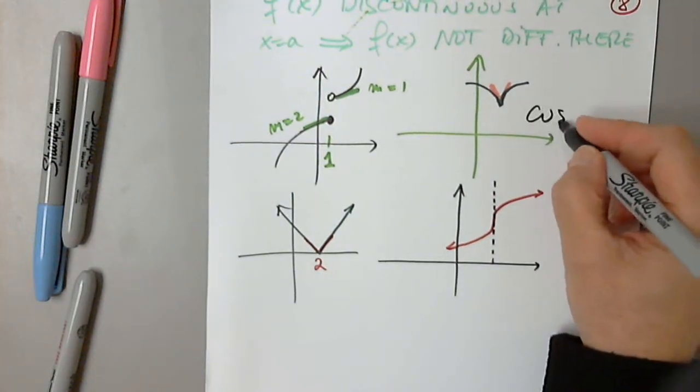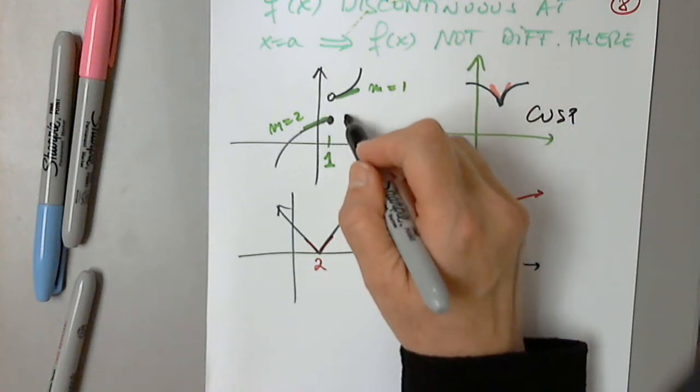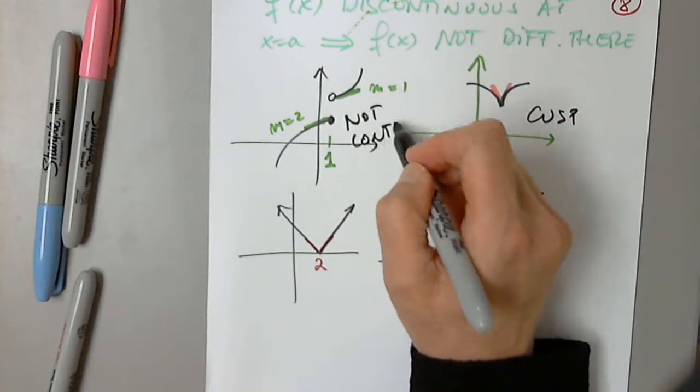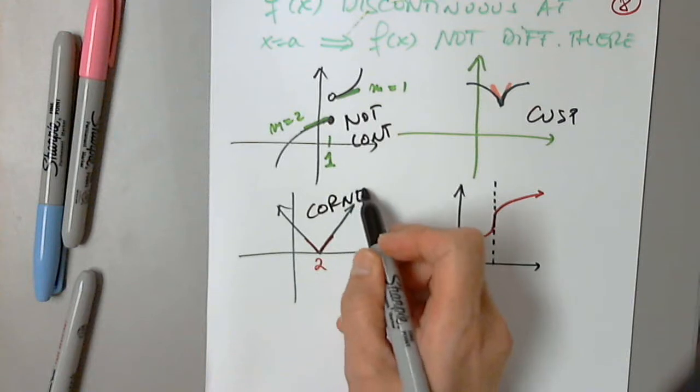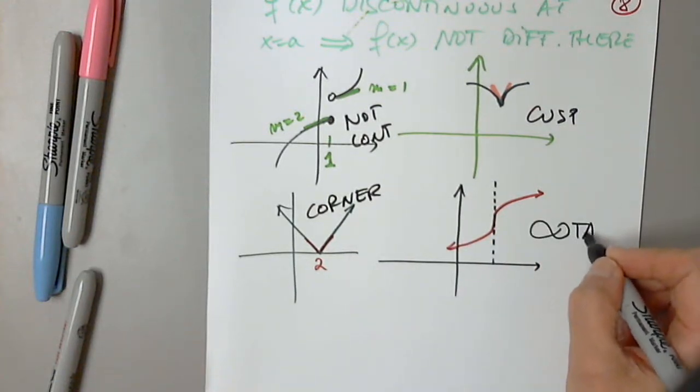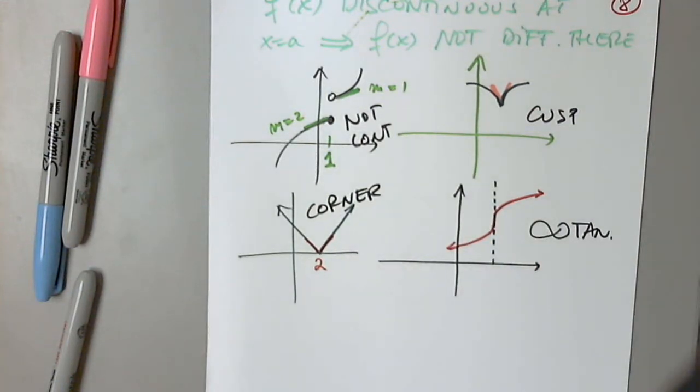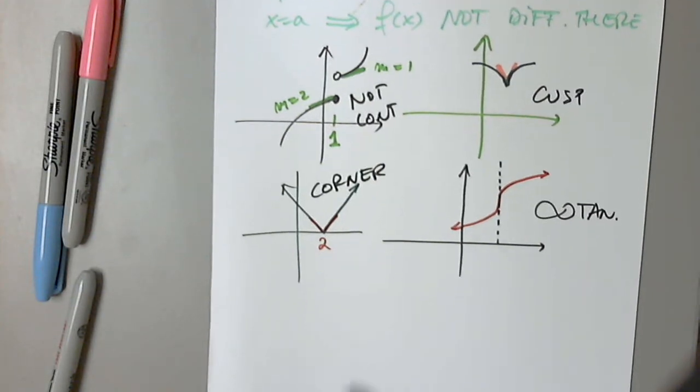So this is a cusp. This is not continuous. This is a corner. And this is an infinite tangent. In all those situations, the function, although it's continuous, is not differentiable.